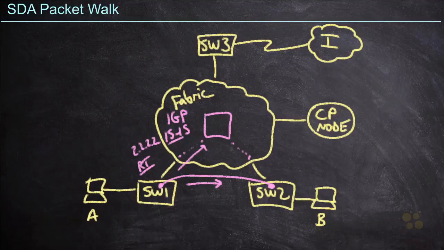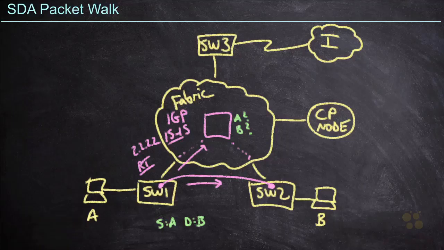However, first we need to encapsulate this packet. This packet has a source address of A and a destination IP address of B. However, that doesn't do us any good in the underlay. We remember that the underlay doesn't have a clue where A lives. It doesn't have a clue where B lives. And so we're going to encapsulate this traffic.